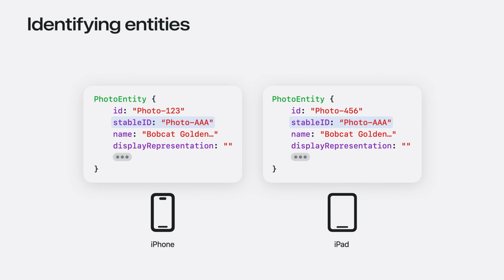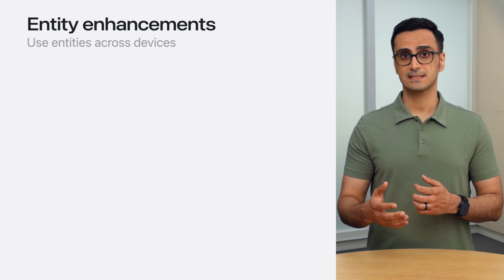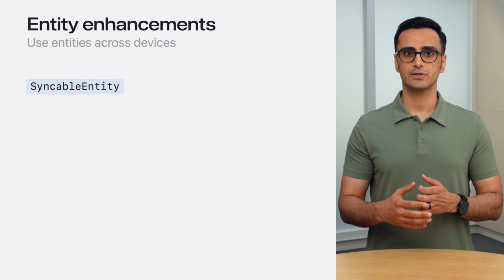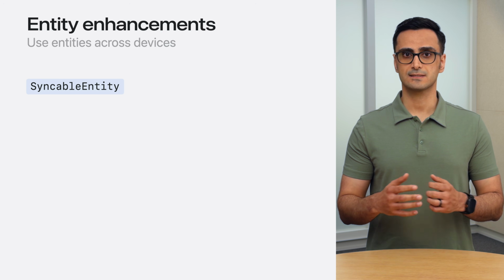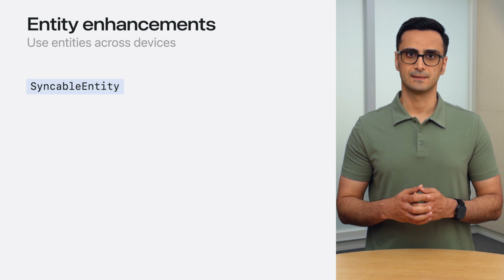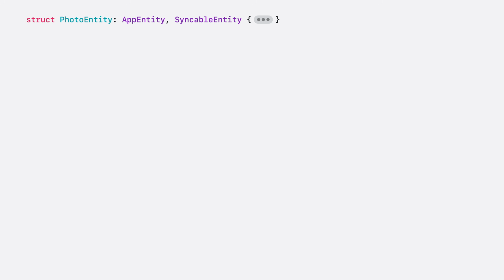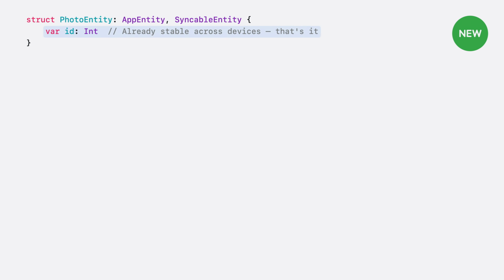Then you need a way to tell the system your entity's ID is stable. That's what SyncableEntity does. It declares to the system that your entity's ID is stable and can be used across devices. Here's how to adopt it. I start by adding the SyncableEntity protocol to my entity. Then I need to provide the stable ID. If your entity already uses an ID that's the same across all devices, like a server-assigned UUID or a CloudKit record ID, no more change is needed.